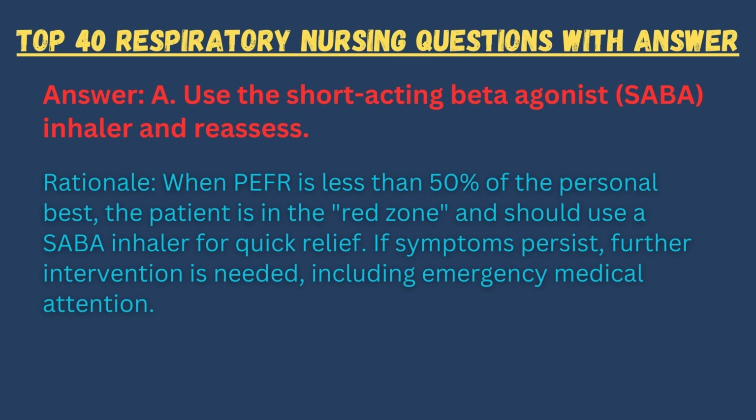Answer. A. Use the short-acting beta agonist (SABA) inhaler and reassess. Rationale. When PFR is less than 50% of the personal best, the patient is in the red zone and should use a SABA inhaler for quick relief. If symptoms persist, further intervention is needed, including emergency medical attention.